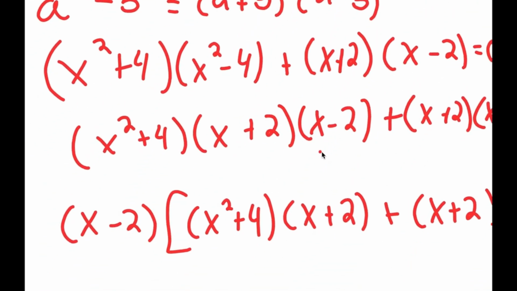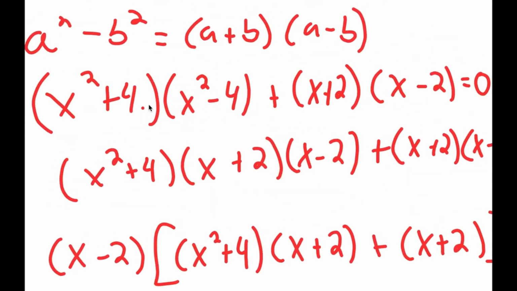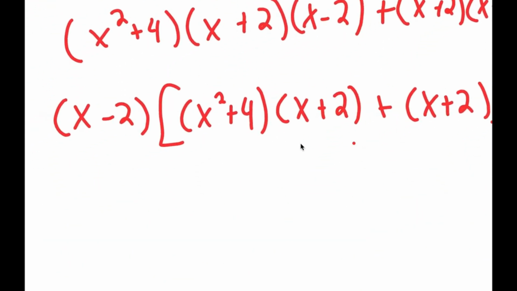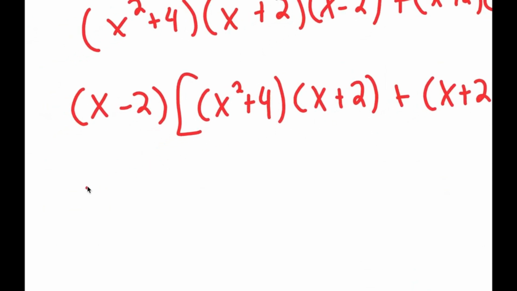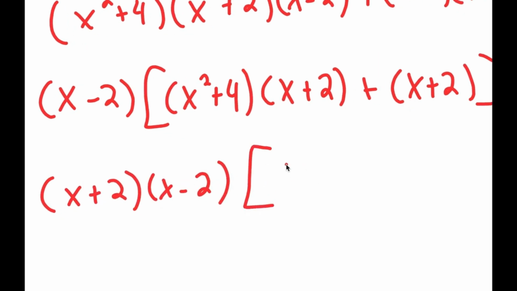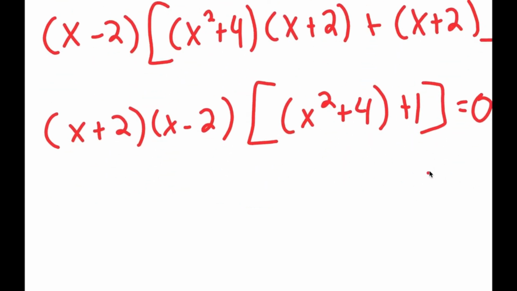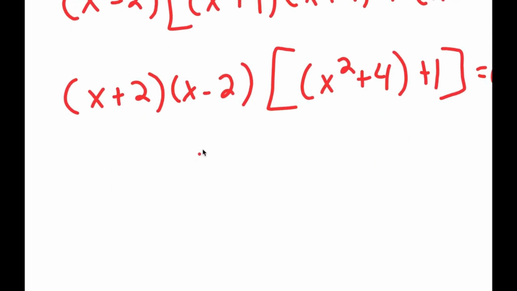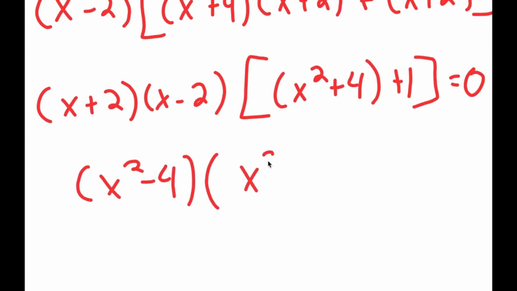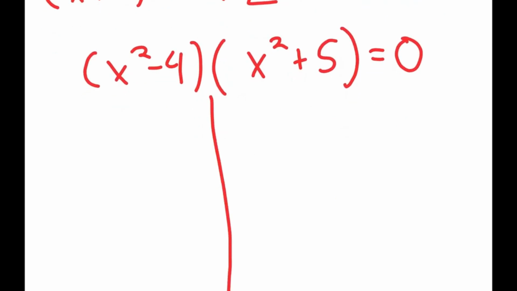Actually, at the start what we could have done is just factored x squared minus 4 out, but now we're going to factor out x plus 2 as well. So I get x plus 2 times x minus 2 times x squared plus 4 plus 1 is equal to 0. So x plus 2 times x minus 2, like I said, was x squared minus 4. And I have this times x squared plus 4 plus 1, which is x squared plus 5. Now this is equal to 0. Now this gives me two equations. I get x squared minus 4 is equal to 0, and I get x squared plus 5 is equal to 0.